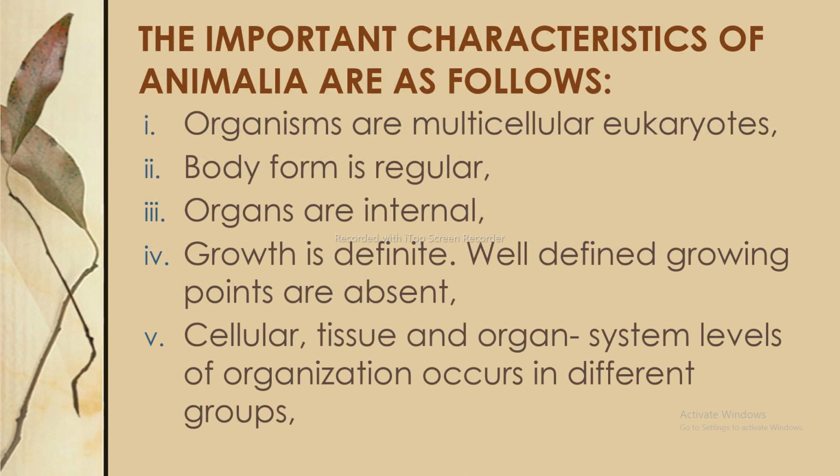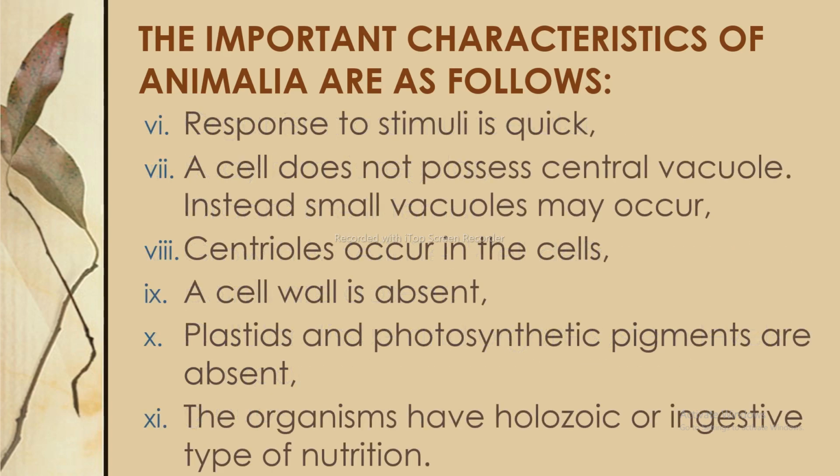Organisms are multicellular eukaryotes, body form is regular, organs are internal, growth is definite, well-defined growing points are absent, cellular, tissue and organ system levels of organization occur in different groups. Response to stimuli is quick. A cell doesn't possess central vacuole, instead small vacuoles may occur. Centrioles occur in the cells and cell wall is absent. Plastids and photosynthetic pigments are absent.